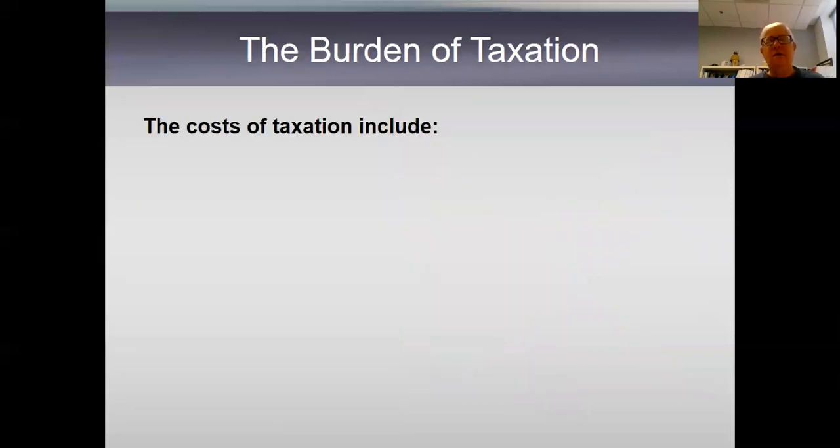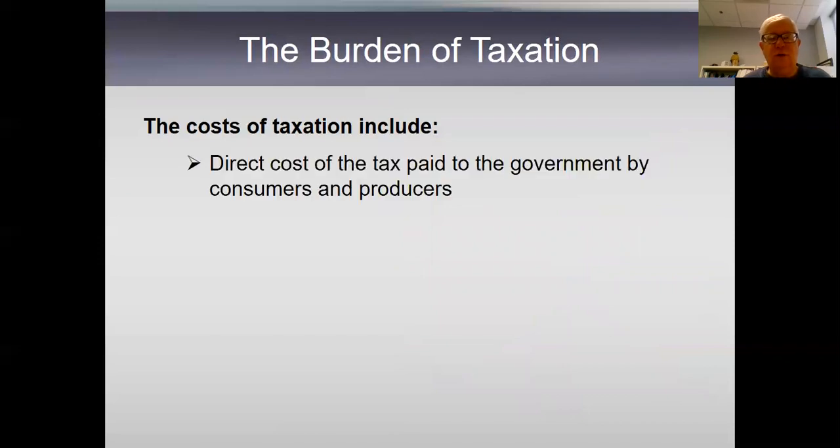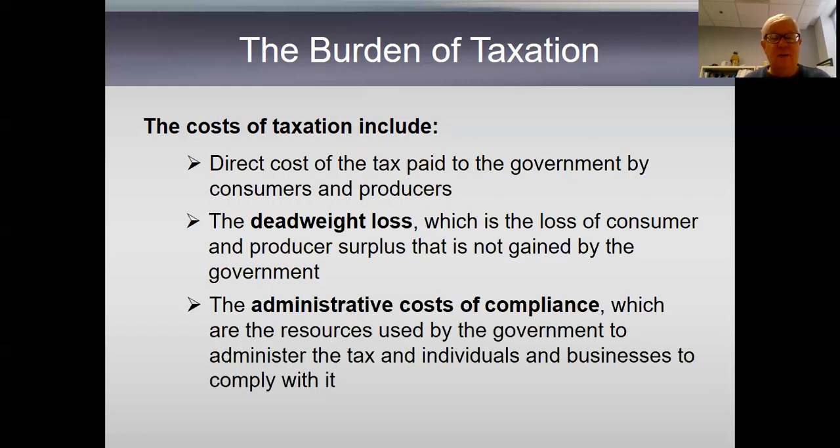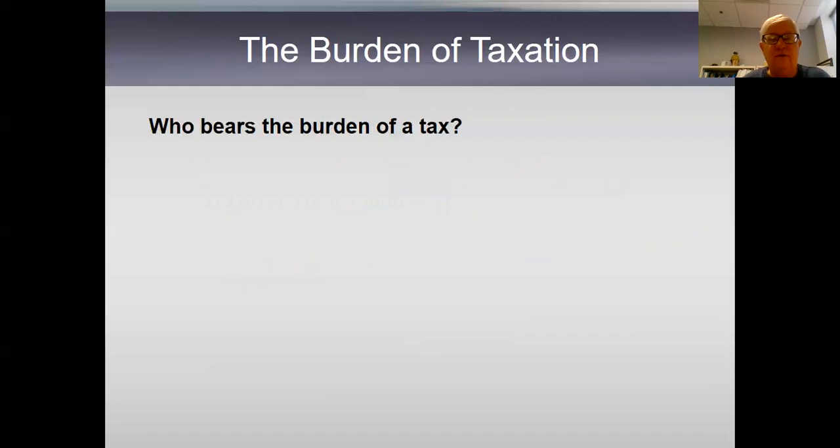Now, some of the costs of taxation are going to include, well, obviously the direct cost of the tax paid to the government, that's one. The deadweight loss that results from causing the market to no longer function in equilibrium. And finally, the company is going to have some administrative costs just to comply with the new regulation and to pay the tax. So these things sum up what we would consider the cost of taxation.